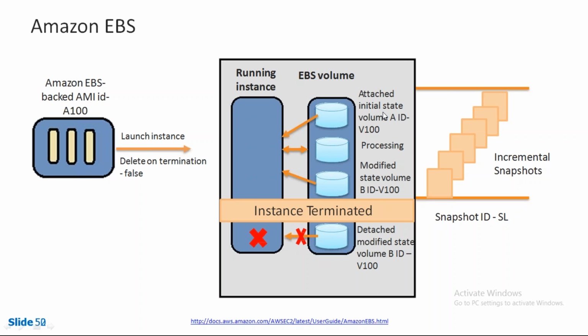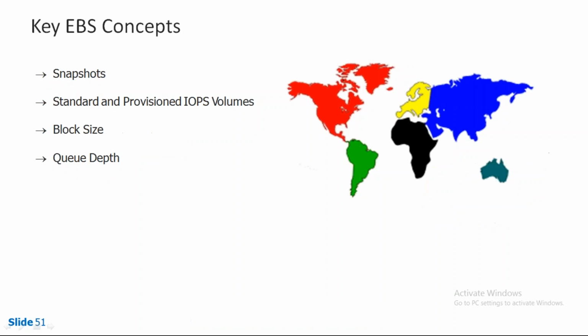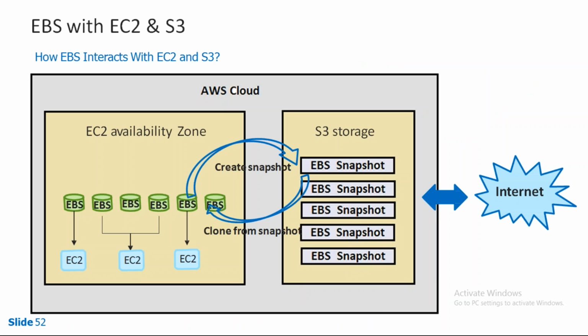Then you see attached initial state volume, processing, modified state volume, detached modified state. Once you terminate, it will get detached. Then snapshots, incremental snapshot. We will see, don't worry, we have a slide for that. Then key EBS concepts: snapshots, standard and provisioned IOPS volumes, then block size, queue depth. These are the concepts we'll be going through.